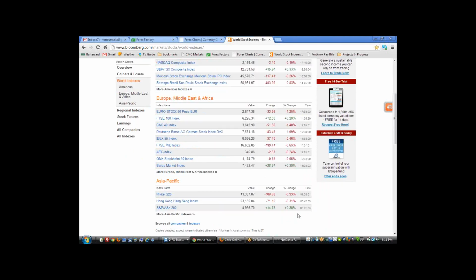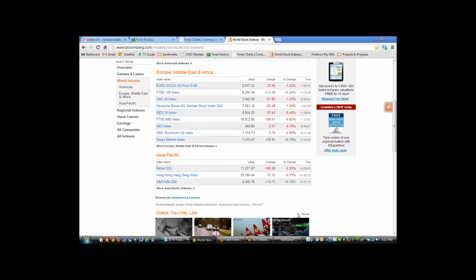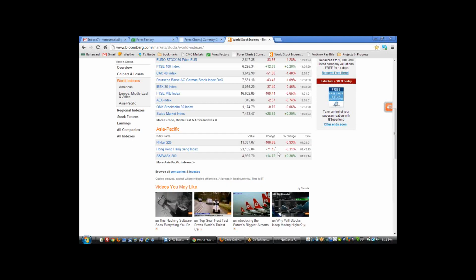In the Asia Pacific region, the Nikkei dropped 100 points, and Hong Kong's Hang Seng is minus 71. And the S&P ASX, with those positive reports in our country, is plus 14 points, which is quite good right there.